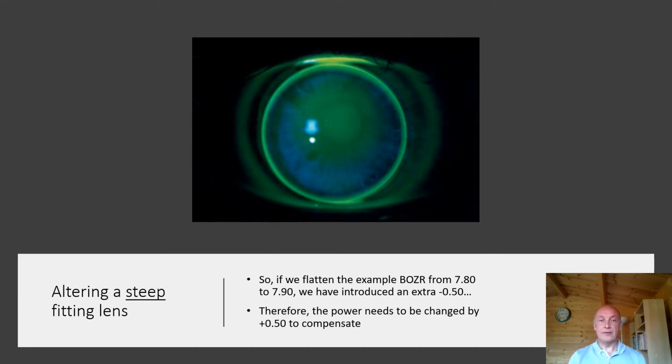So if we look at this example, if this was a 7.8 millimeter back optic zone radius, we want to flatten it by 0.1 to align the fit with the cornea. What we've done is we've induced an extra minus 0.50 due to the tear layer. We need to compensate for this change in tear layer power by changing the power of the lens by plus 0.50.